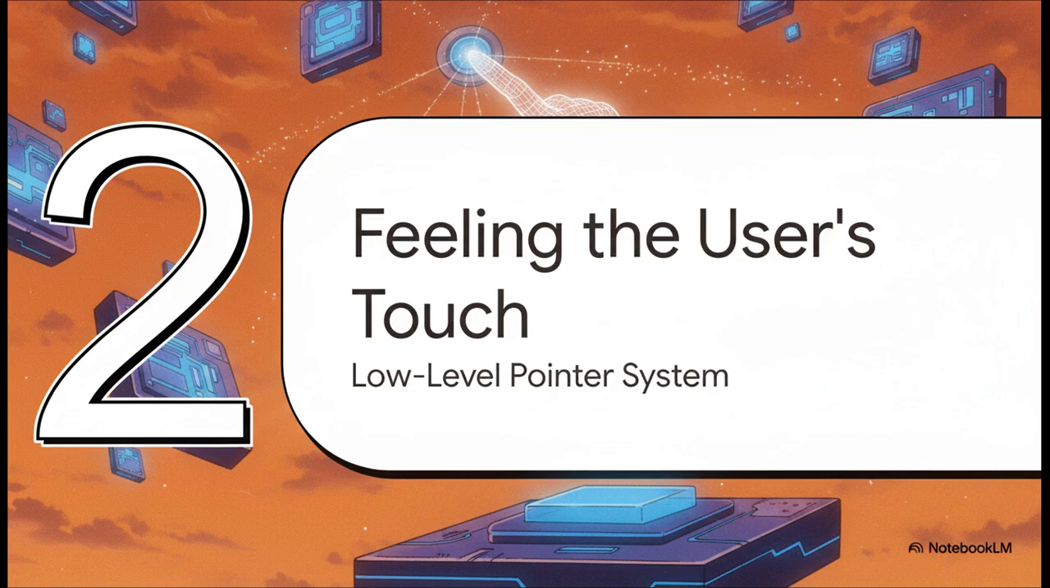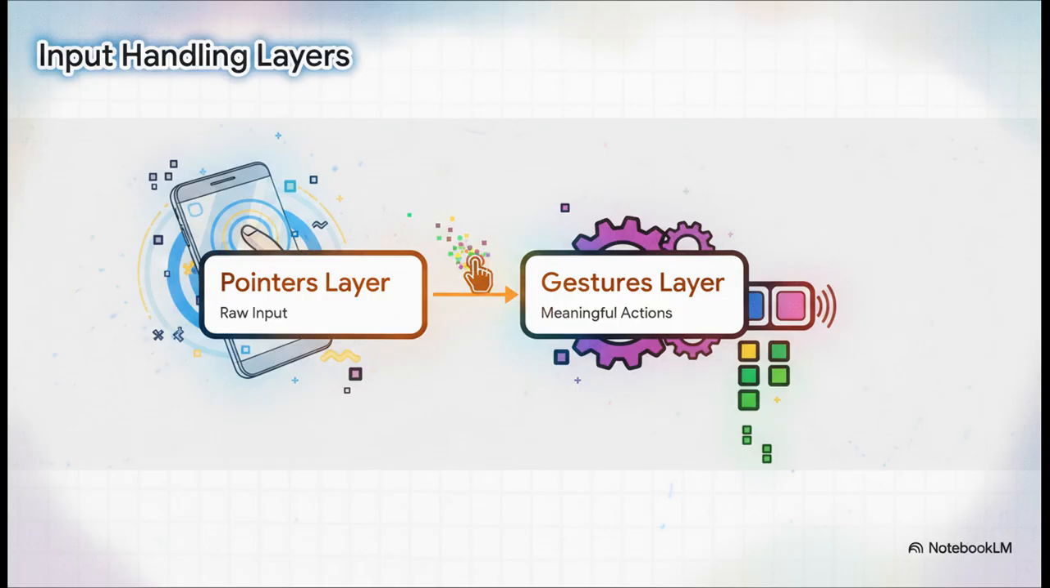Okay, so let's zoom in on that exact first moment your finger makes contact with the glass. What happens first? How does the framework even know you're there? Well, Flutter has this really smart two-layer system for figuring out what you want. It starts with the super basic raw data, the physics of the touch, and then it builds a layer of meaning on top of that. Let's break down that first layer.